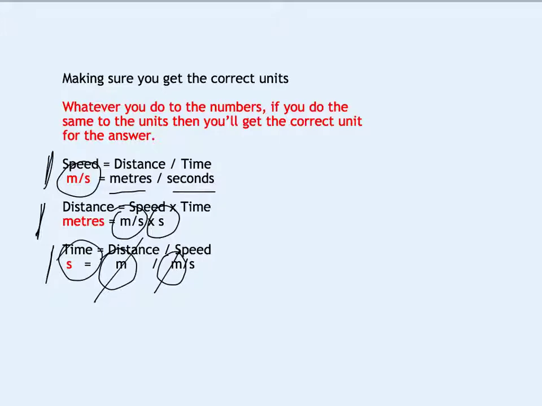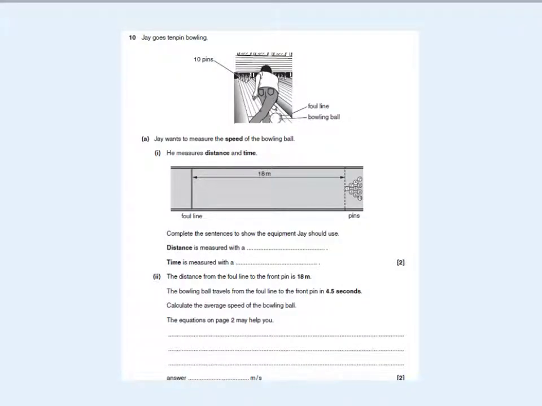Now a couple of exam questions. So here's the first one. Jay goes 10-pin bowling. There's 2 parts. I'm going to give you a couple of minutes to look at these, and during that time we're going to come back and I'm going to ask you what piece of equipment he's used to measure the distance, what piece of equipment is used to measure the time, and to do the calculation to work out average speed, and you're going to put that in there. So I'm going to let you pause this, work those out, and then I'm going to show you the answer.